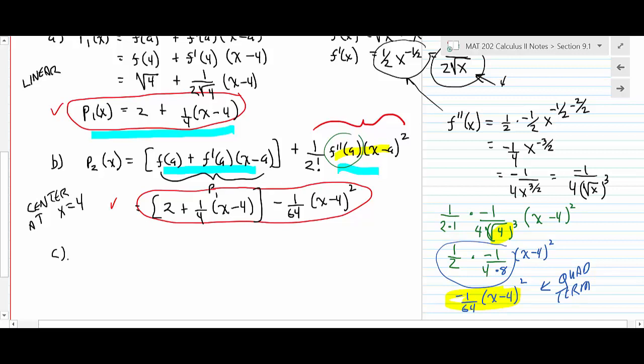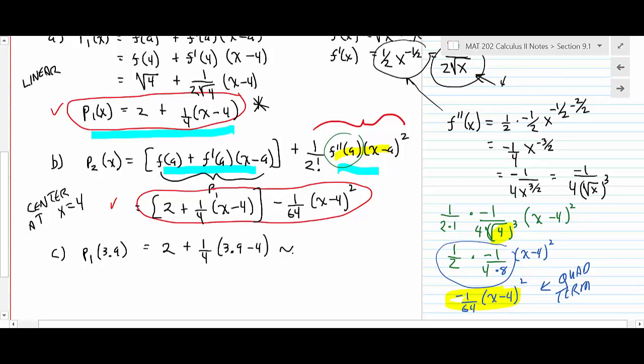Okay, now part C. Some of these things I've already done outside of class. I'm not going to do this on the calculator. But what you want to do now is P1 of 3.9. Remember, we're approximating the square root of 3.9. So you take this P1 formula in part A, and where you see x, plug in a 3.9. So that's going to be 2 plus 1/4 times (3.9 minus 4).